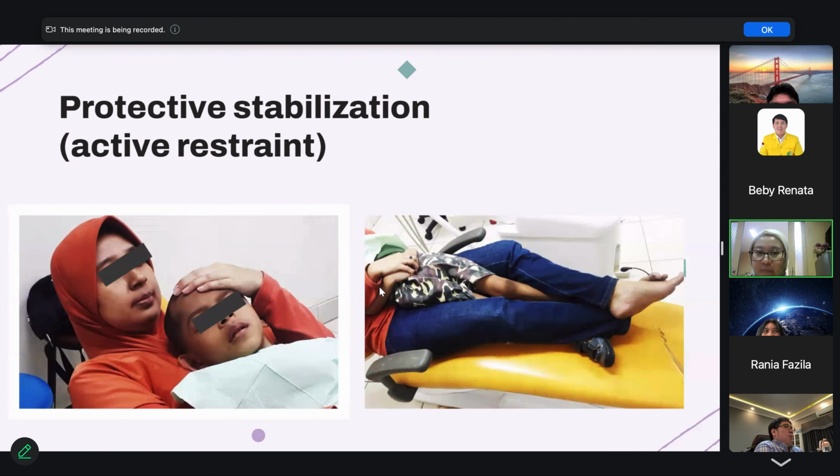Meanwhile, the other type is active restraint. It means we use the human body to immobilize the patient. Usually, the mother or the father or the parents can hold the child. So we call it active restraint. In US and European countries, this technique is not popular because they say it is against human rights according to their laws.